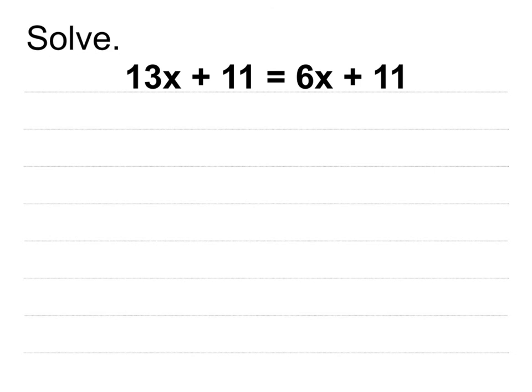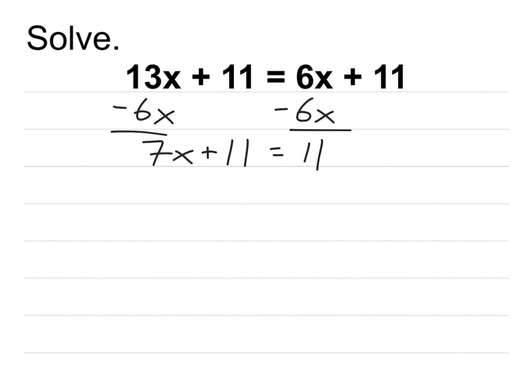Now, if I follow my same tendencies here, I'm going to start by moving all the x's to the same side, and I like to keep them positive, so I'm going to subtract 6x from both sides. When we do that then, we have 7x plus 11 equals 11. And from this step, I have to now subtract this 11 from this side in order to get rid of it. So we're going to subtract 11 from both sides, which gives me 7x equals 11 minus 11 is 0.